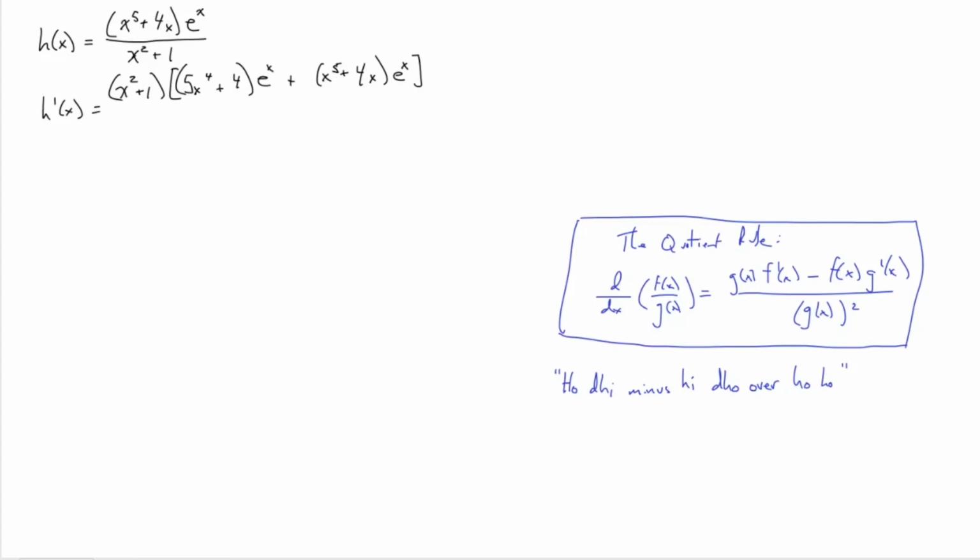And all we've done so far is the ho d hi part. Here we have minus hi, minus the numerator, d ho times the derivative of the denominator, the derivative of x squared plus 1, just 2x. And this is all over ho ho, the denominator squared. And since I said that we don't have to simplify anything, we are all done.